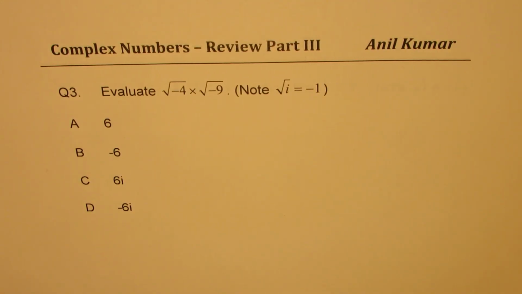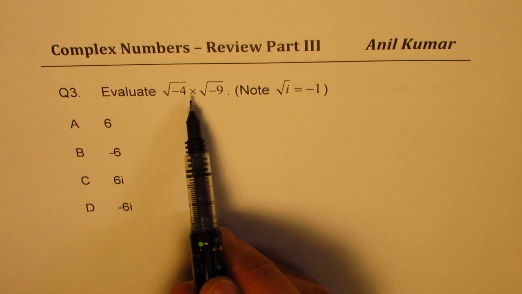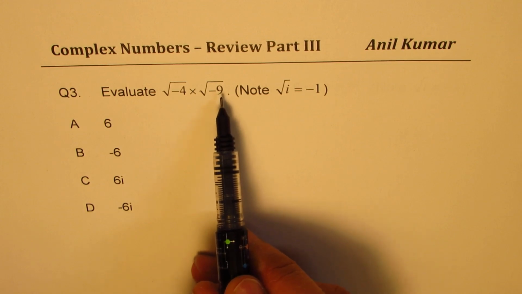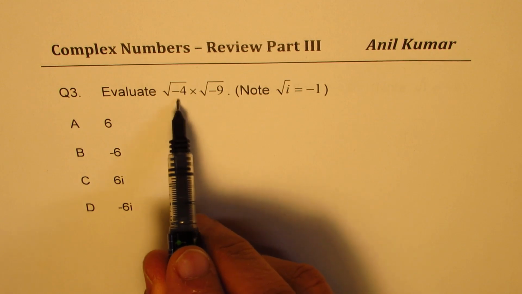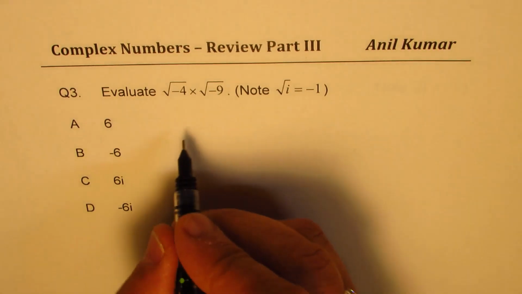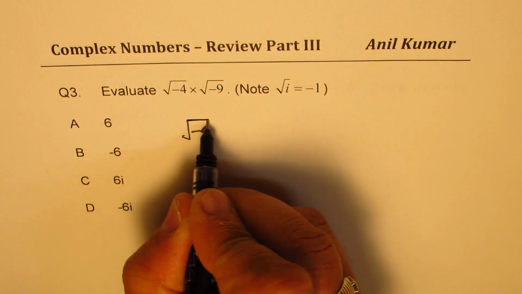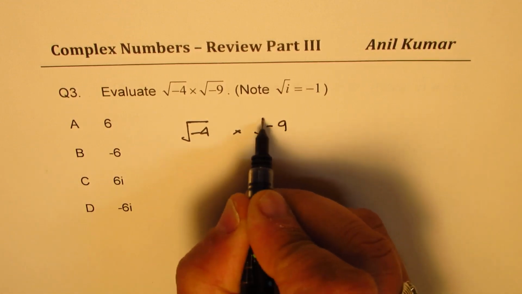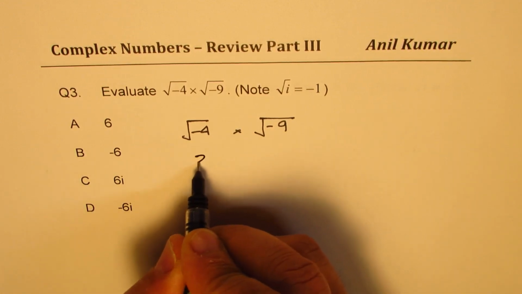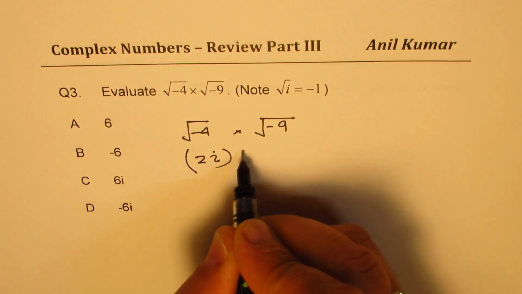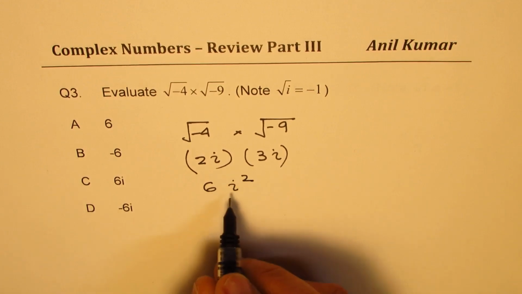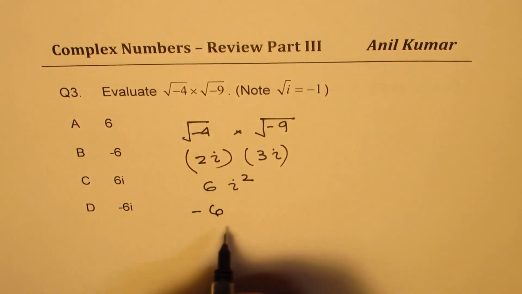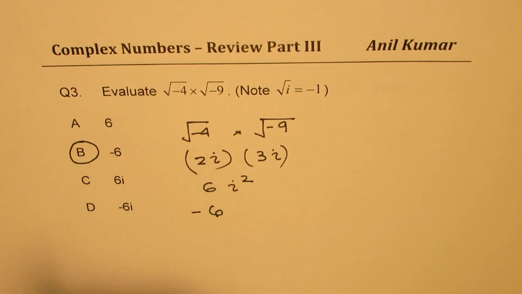So we had two questions with powers of i. Now let us see. Square root of minus 4 times square root of minus 9. Now you cannot really multiply them, right? Because they are not real numbers. So in this case, square root of minus 4 is 2i, right? So you're multiplying this by 3i. So what do you get? You get 6i square, and i square is negative, so you get minus 6 as your answer. So it is minus 6.